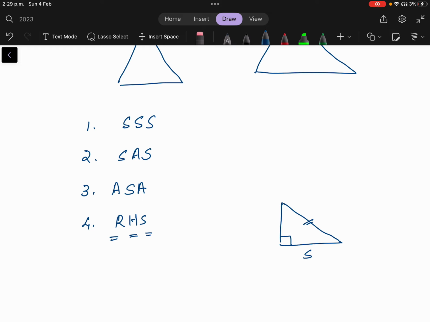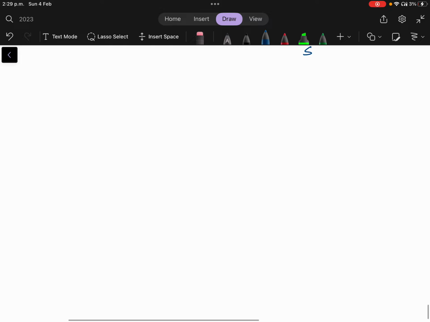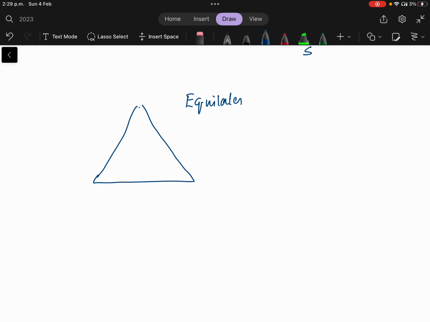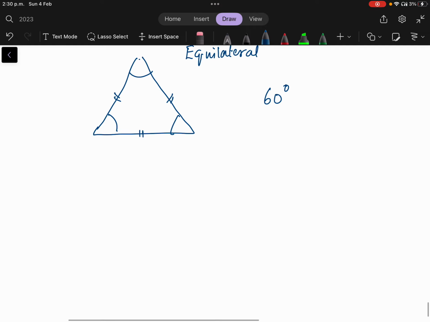Finally, there are special triangles. The first one is an equilateral triangle. In an equilateral triangle, all sides are equal, all angles are equal, and each angle will always be 60 degrees. I have seen exam questions with this topic. They will say in the question that this is an equilateral triangle. So immediately you have to remember that all sides are equal and all angles are equal, and depending on that you can do the calculation.